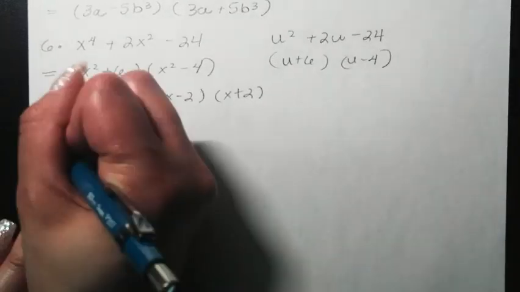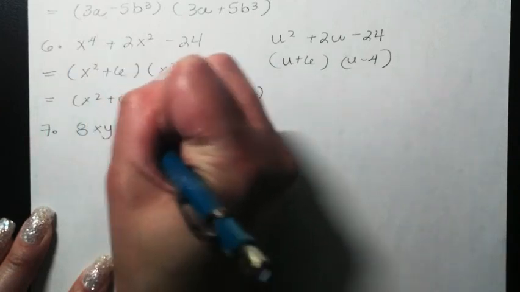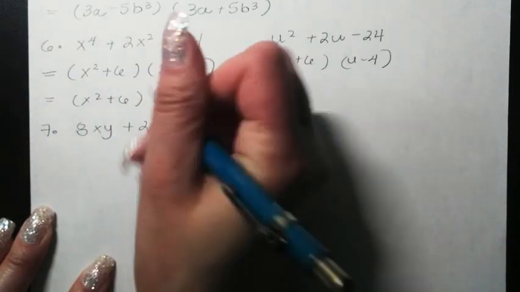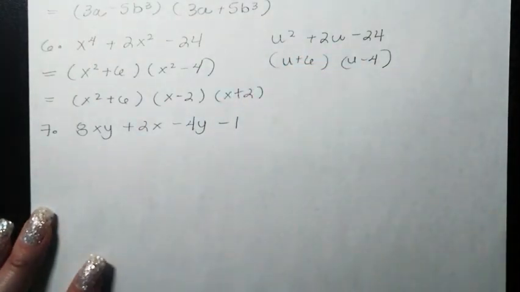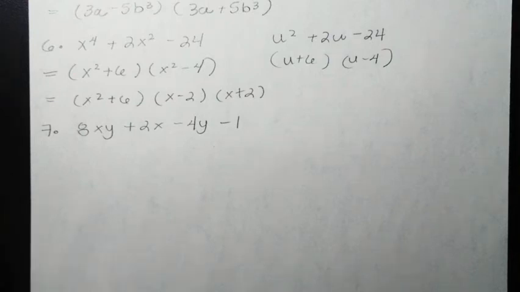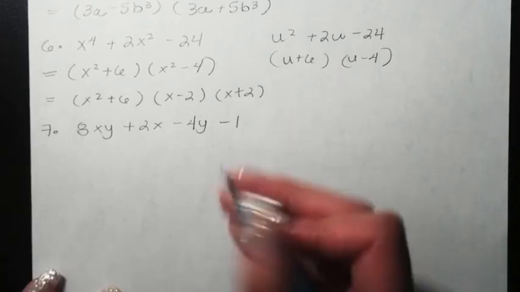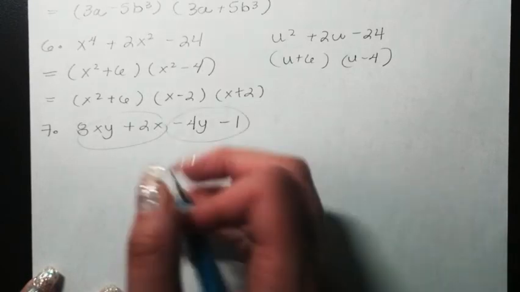Now let's go over number 7. What you have here is 8xy plus 2x minus 4y minus 1. So this one is pretty straightforward. Why? I see 4 terms here, and when I see 4 terms, I want to group. So I see the pattern here and here. What are you going to do? What do these two have in common? Well, you have the 2 and the x.